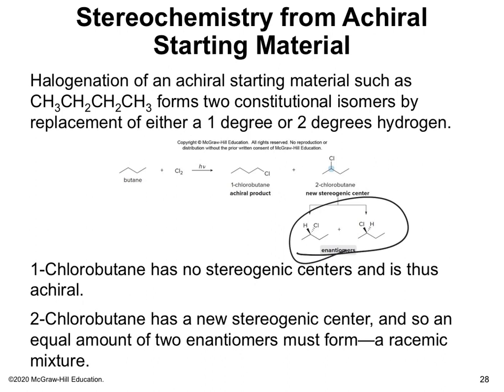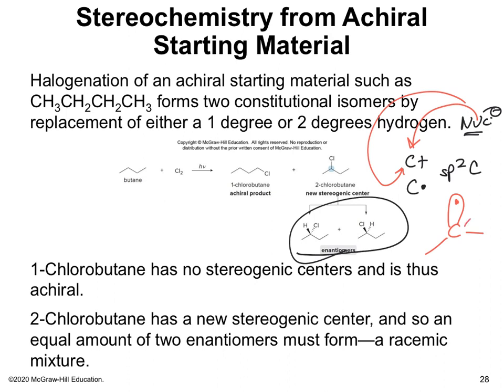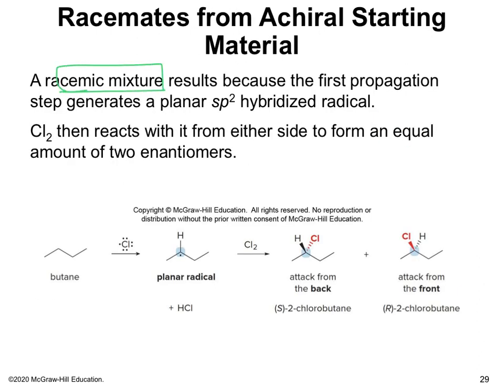Anytime you go through a carbocation intermediate or a free radical, which are sp2 carbons, you don't have a stereocenter. So then whatever you add, so here you add a nucleophile. A nucleophile has 2 lone pairs. It's going to add to the top, and it will add also to the bottom. And here you have a carbon radical. If you add another radical, it's going to add to the top, and it's going to add to the bottom. So you're going to get equal amounts. And that's called a racemic mixture when you get equal amounts. It's because you generate a planar sp2 hybridized radical in your propagation 1 step.